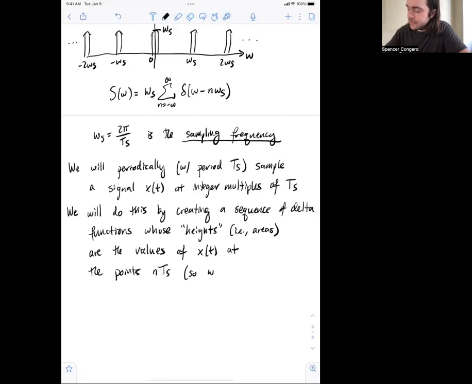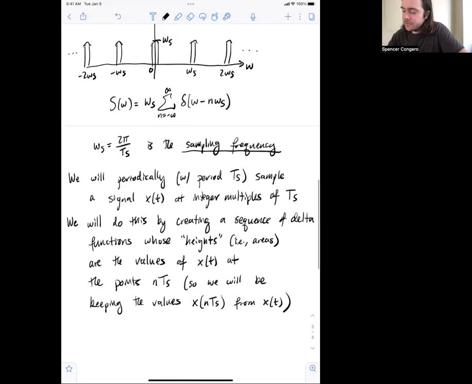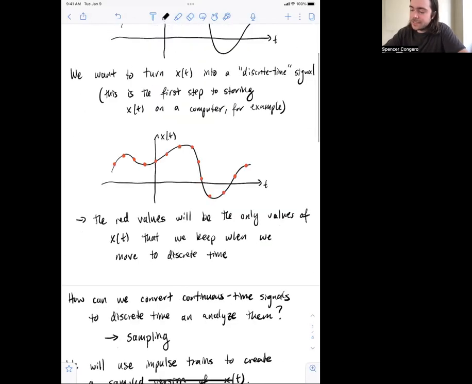And so that means we will be keeping the values of x at these integer multiples of the sampling period locations. We're going to be keeping those values. Okay, so this is exactly what I showed before with the red dots. It's just our signal is not going to equal these values at those locations. We're actually going to put delta functions whose heights are those values. That's going to be our sampled signal, again at integer multiples of the sampling period.